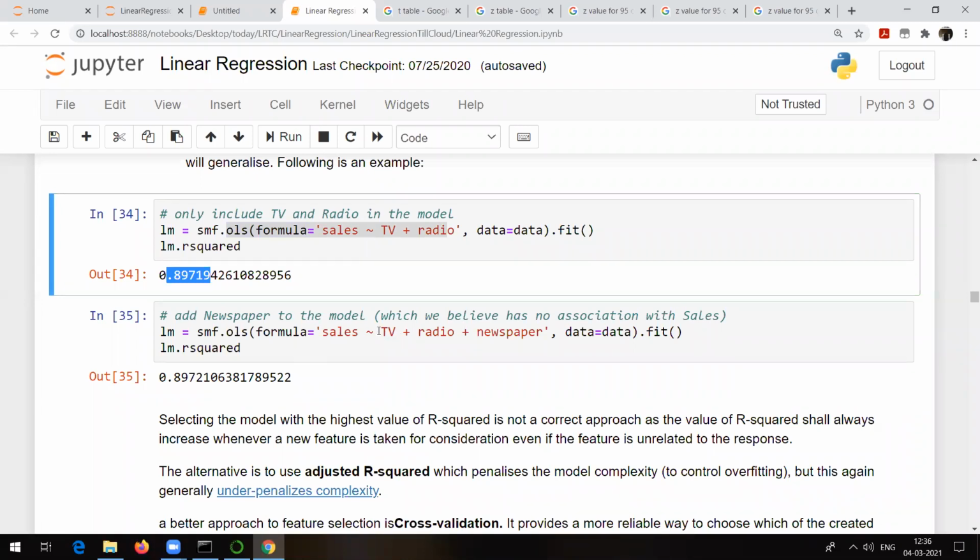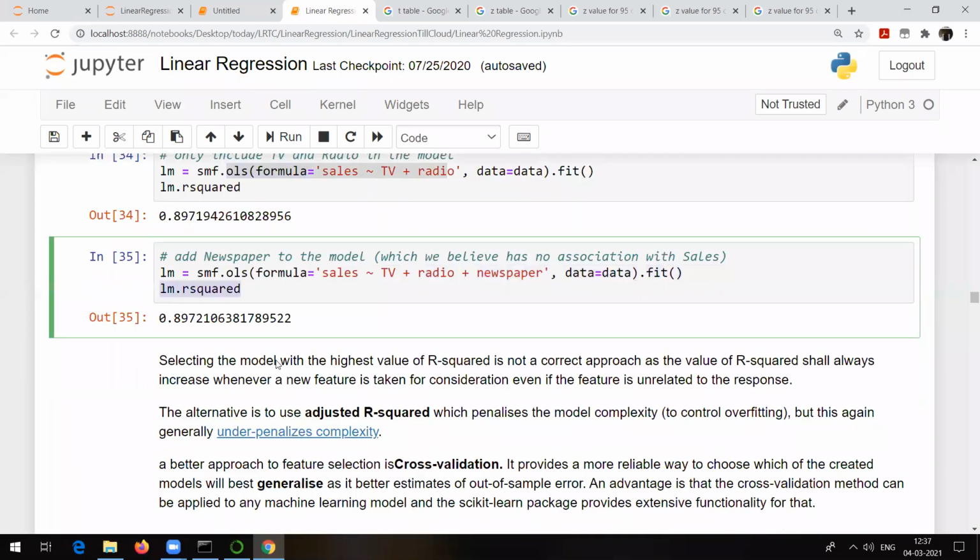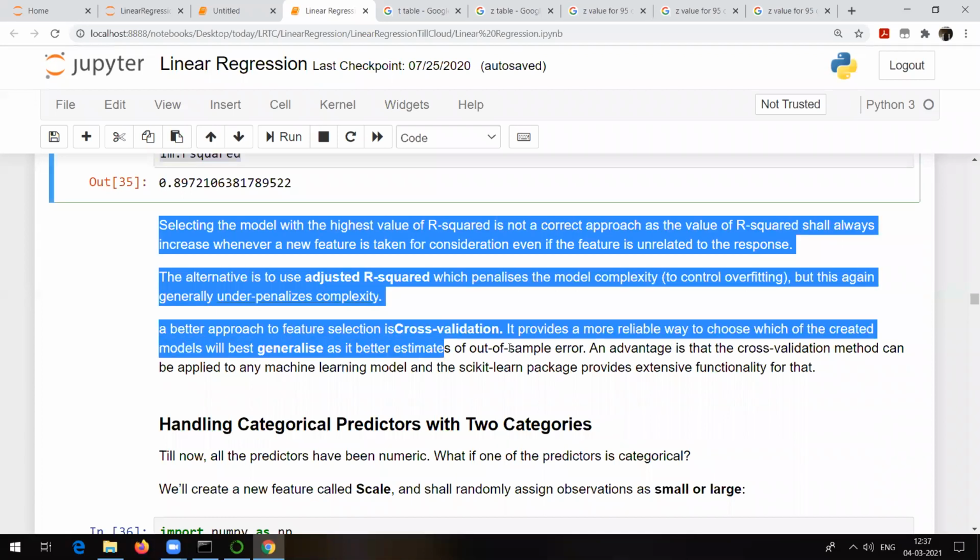And if you include TV, radio and newspaper, the R squared value is 0.8971, 0.8972. Even though I am making use of the newspaper column, the R squared value is slightly increased. But we have seen that newspaper is actually contributing in a negative way to the sales. But still the R squared value is increased. That's a drawback of R squared value, which we already talked about, right? That is what is actually given here.